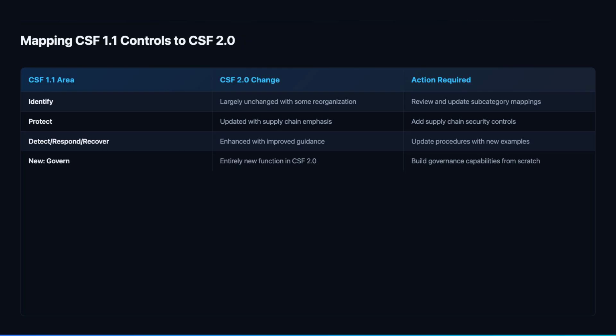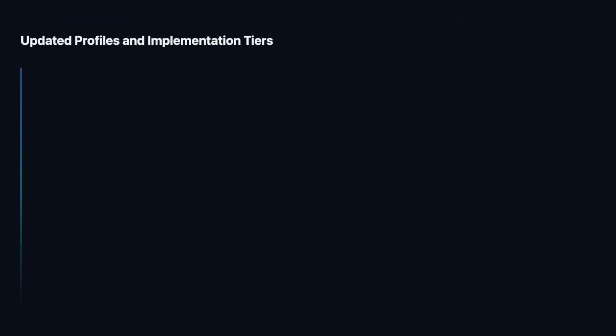The Govern function requires the most effort as it represents entirely new requirements for most organizations. CSF 2.0 enhances both organizational profiles and implementation tiers to provide more practical guidance. Updated profiles should reflect the six-function structure and incorporate the new Govern categories.